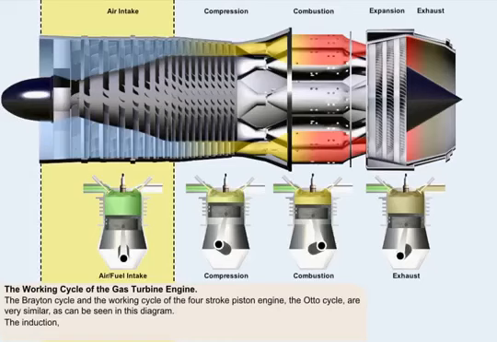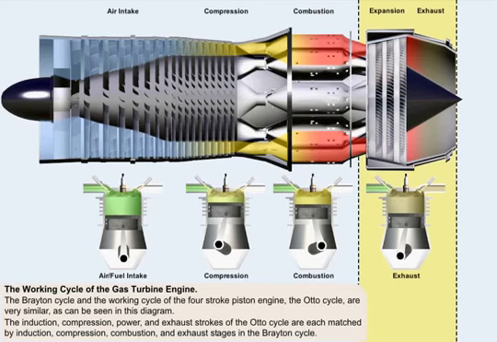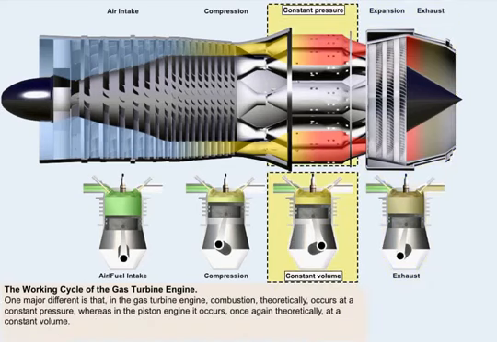The induction, compression, power, and exhaust strokes of the Otto cycle are each matched by induction, compression, combustion and exhaust stages in the Brayton cycle. One major difference, however, exists in that in the gas turbine engine, combustion, theoretically, occurs at a constant pressure, whereas in the piston engine it occurs, once again theoretically, at a constant volume.